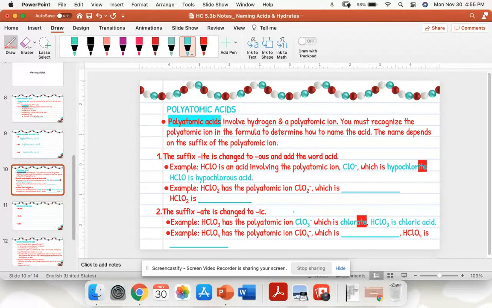Now it starts to get complicated when we're looking at polyatomic ions in acids. So looking under number 1 over here, if the suffix is ITE, so any of the polyatomics that end in ITE, you change the ending to OUS. Then you use the word acid. So the polyatomic ClO minus is hypochlorite. That ending gets changed to OUS, so it becomes hypochlorous acid.